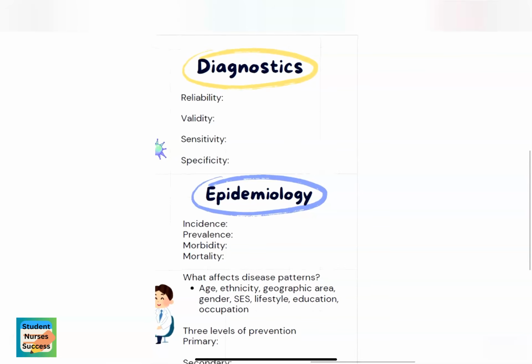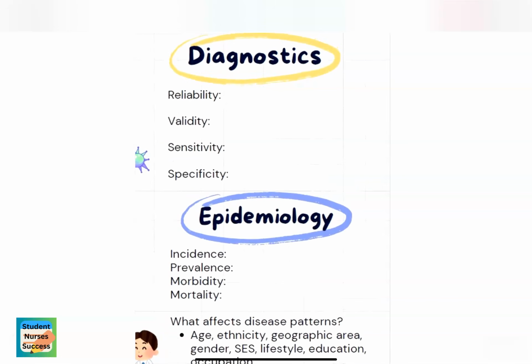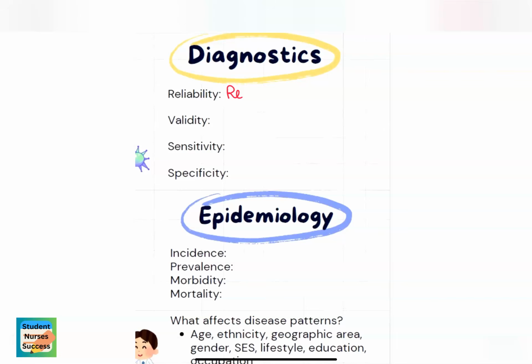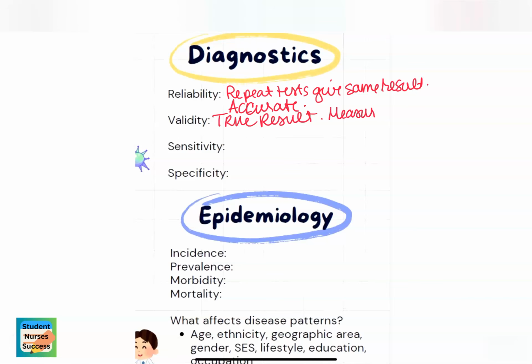So let's move on over here to diagnostic tests. With diagnostic tests, there's some terms that you should also be familiar with. The first is reliability. With reliability, we know that repeated tests give the same result. That means they're reliable. So with reliability, it means more that it's accurate. Validity is a true result. So you want a test that's not only reliable, but also valid. And that means it's measuring what it should measure.